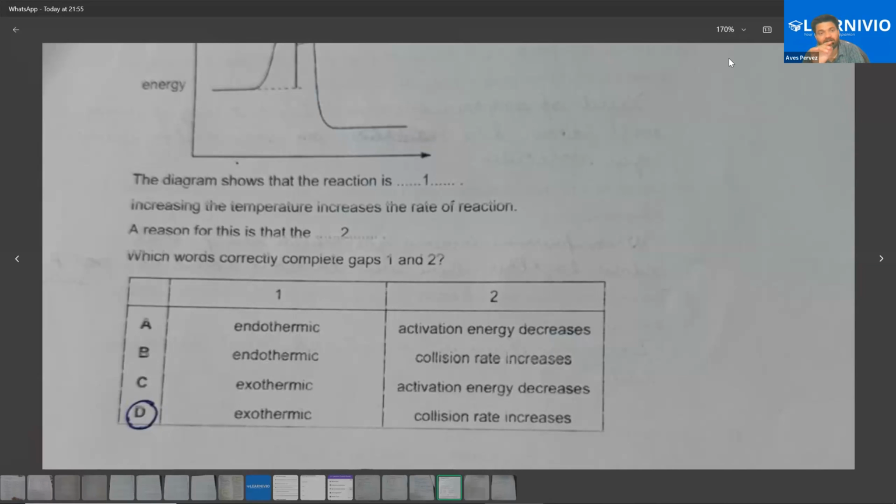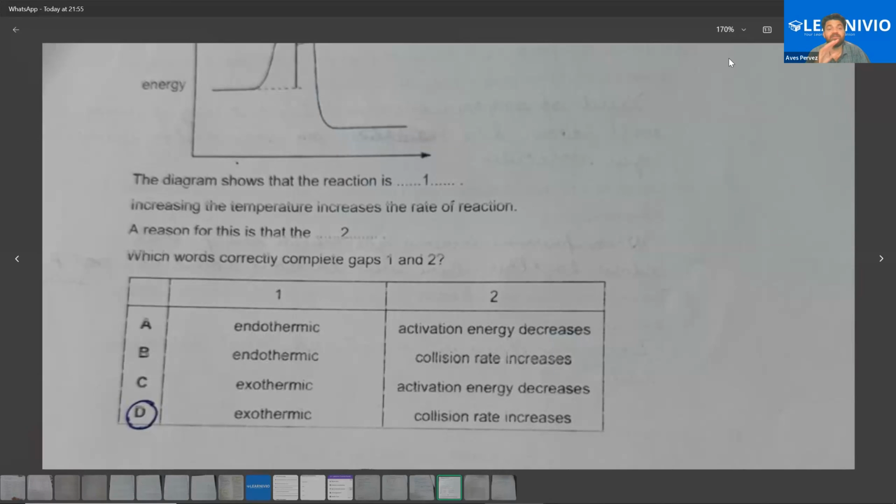Now the next point is: increase in temperature increases the rate of reaction. The reason for this is in columns 1 and 2. Diagram and 1 is connected. You're saying that is correct? Yes, it is correct only if you think that the second statement is not related with the first statement. It is a general statement, not related with the diagram.